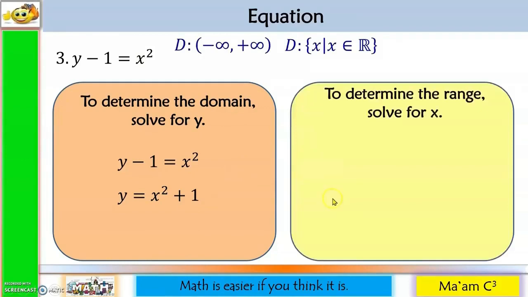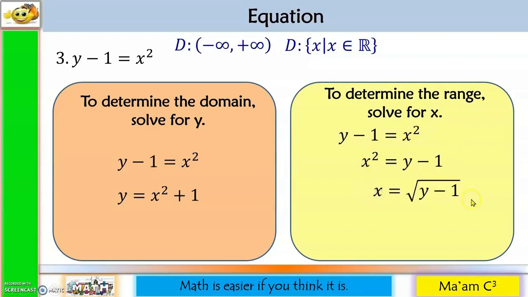For the range, let us solve for x. So y minus 1 is equal to x squared. Let me switch the position. In solving, we are used that the unknown is at the left side. So let us take the square root of both sides. This will become x equals the square root of y minus 1.